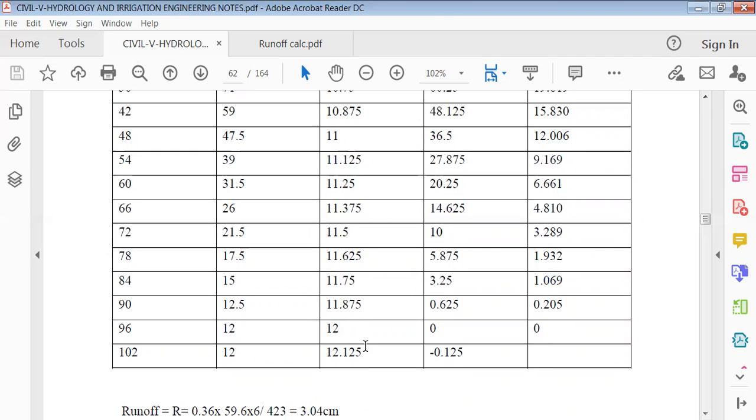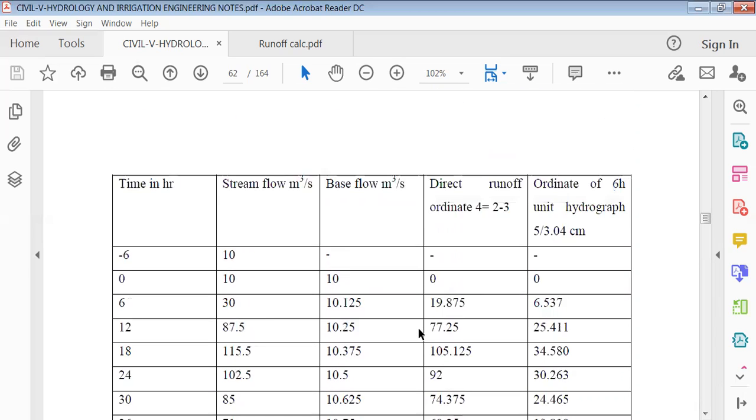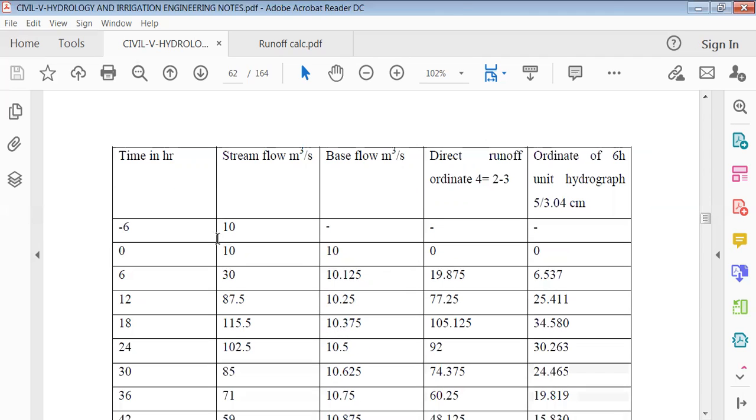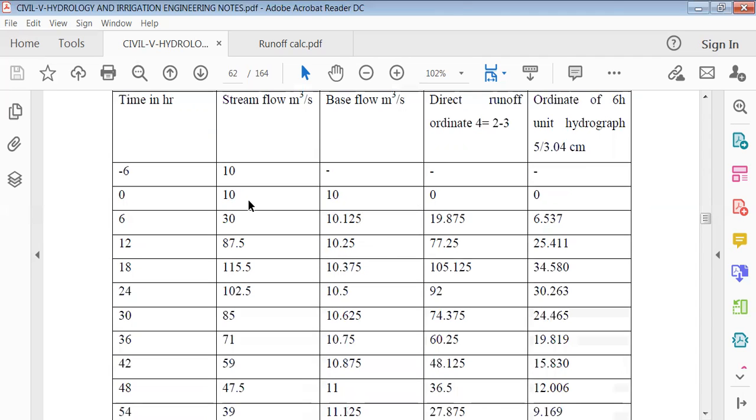Okay, after this, you have to find the runoff ordinate. The runoff is nothing but stream flow minus base flow. Whatever flows through the stream, you have to deduct the base flow from it, so you'll get the direct runoff. So the runoff ordinate is column 2 minus column 3. Now go on adding here.